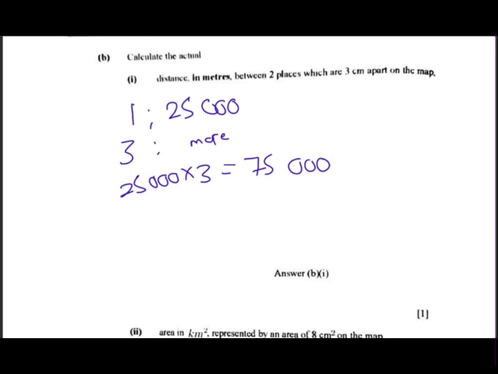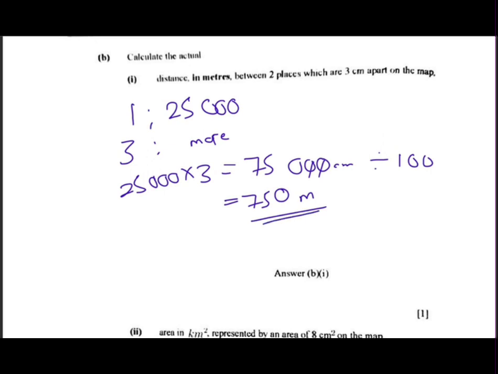Therefore, we will need to convert it to meters. We divide by 100, since there are 100 centimeters in a meter. So 75,000 centimeters divided by 100 gives us 750 meters. So the actual distance would be 750 meters.